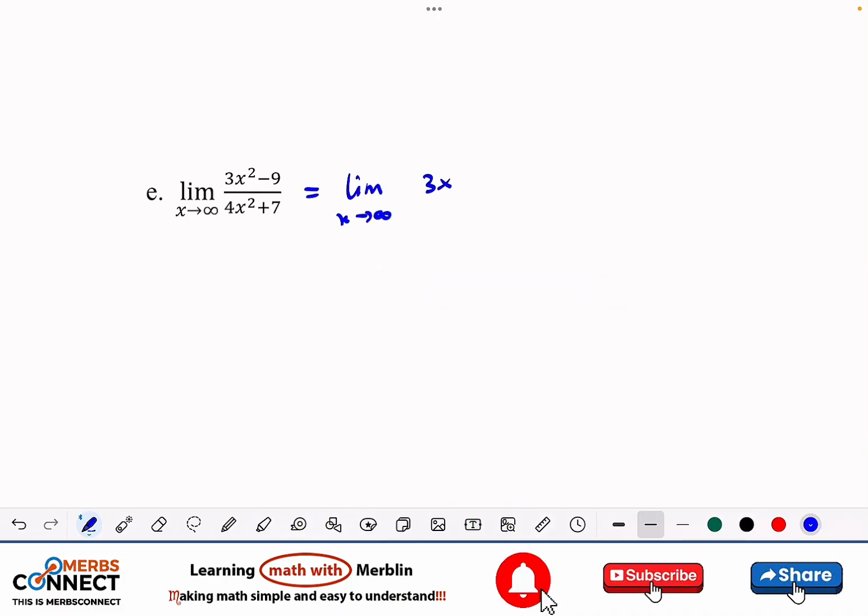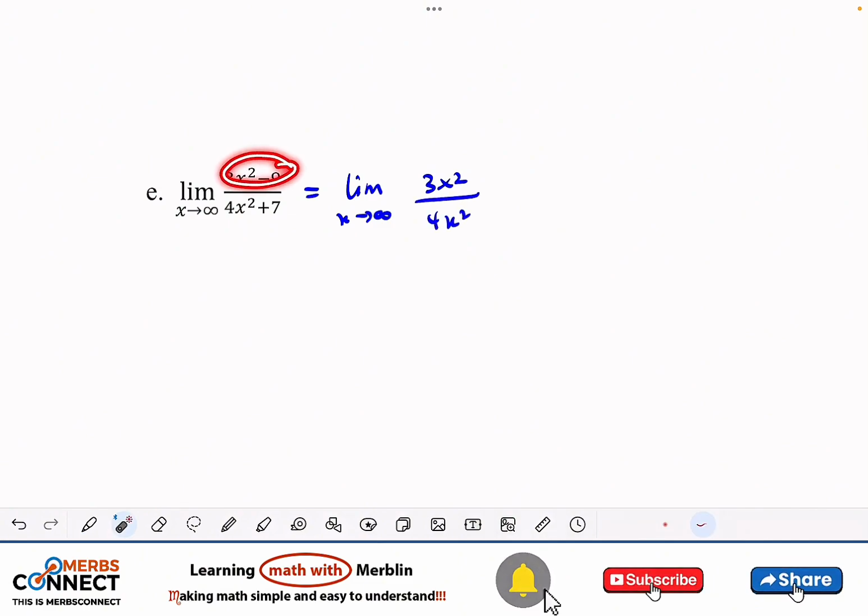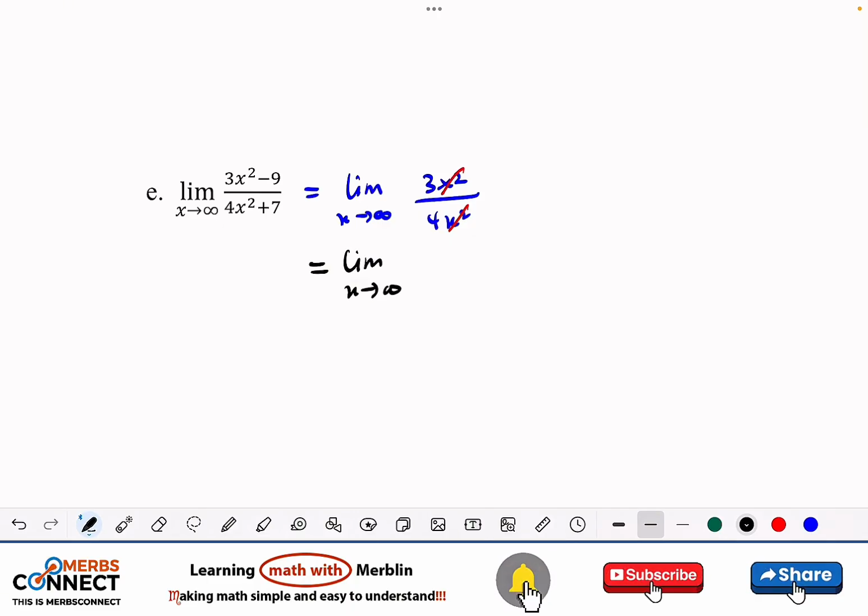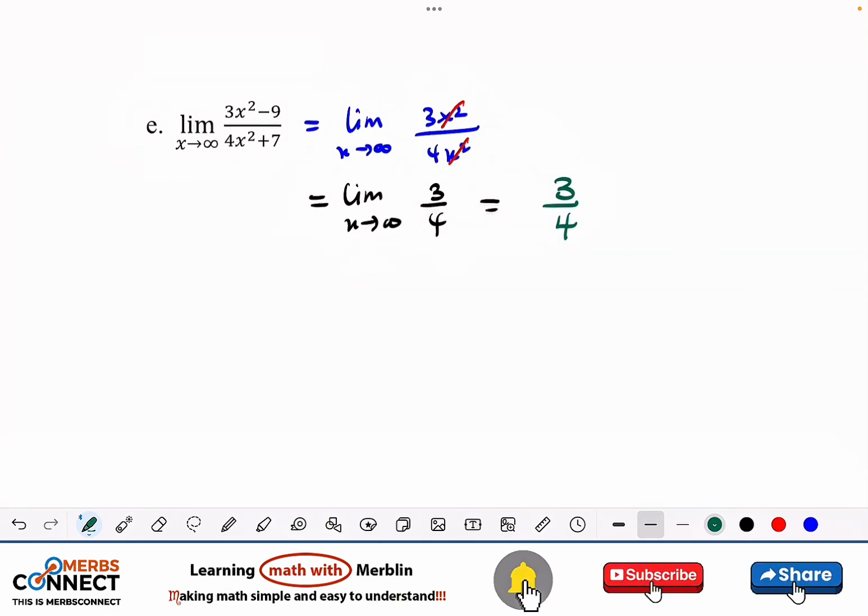So I'll pick x squared divided by 4x squared, because on the top, the polynomial function, the one with the highest degree is this, and the same thing to this one too. And we can see that the magic happens. This cancels that, and it will be left with limit x is approaching infinity, 3 over 4. And we know that limit of a constant is the constant. So we are going to have a big 3 over 4. So that's what you are going to get at the end of the day.